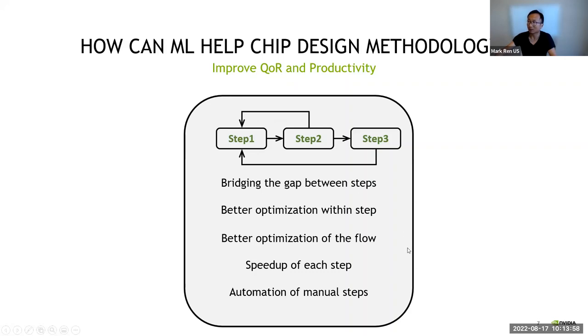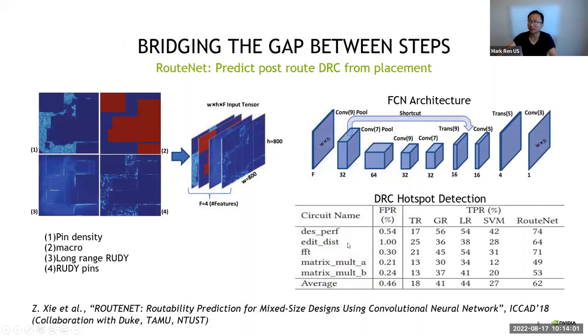So let me give some examples. This is one example for bridging the gap between the steps. RouteNet is one of the early works applying machine learning to chip design. In RouteNet, the steps it's talking about are basically placement and routing, right? So placement and routing are different steps. However, there are problems at the routing step that cannot be fixed by routing alone. If you have DRC errors at the final routing step, sometimes they cannot be fixed, so you have to change your placement. So if you can have a good prediction of your DRCs at the placement step, then you can try to avoid creating those DRC problems during placement.